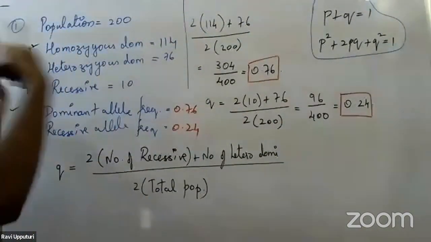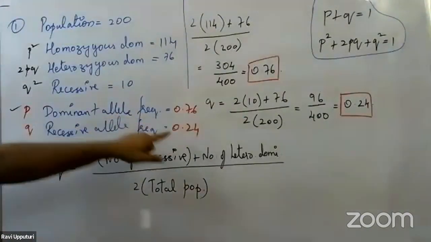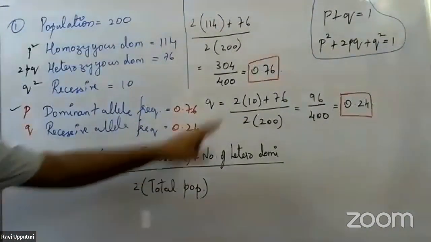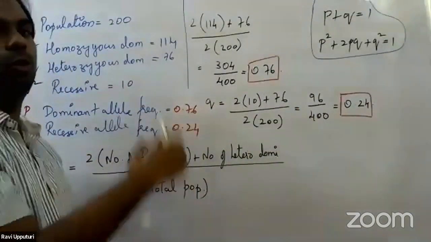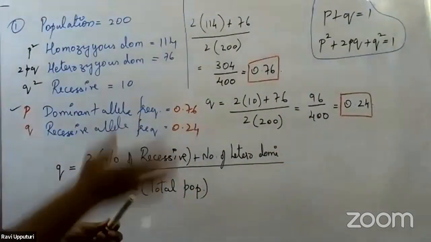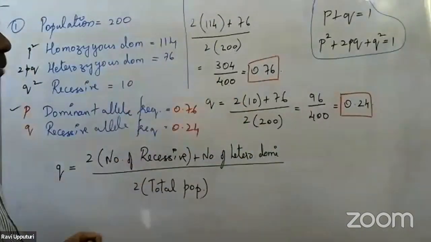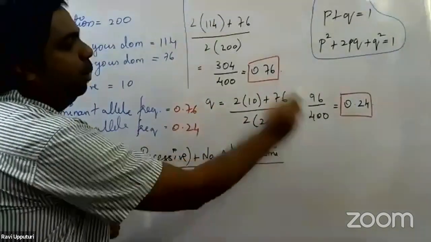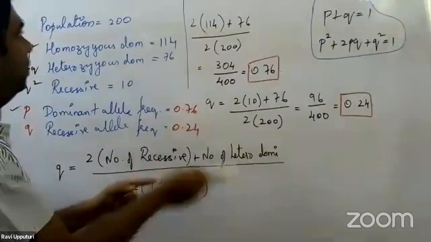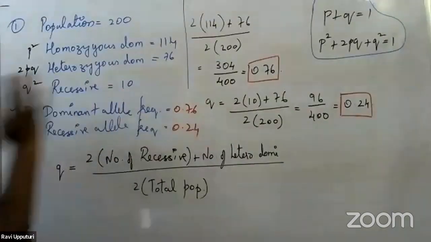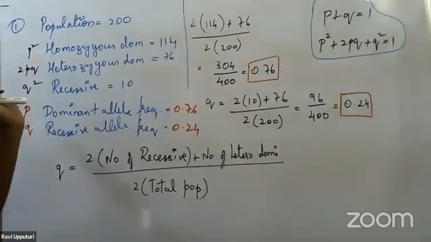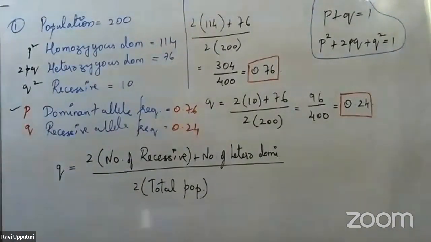If you want to still extend this, you can find out p square from this value, you can find out q square from this value, and again you can find out 2pq also. So you can revalidate your results by calculating p square, q square and 2pq, multiplying each with the population and seeing whether you're getting 114, 76 and 10 respectively. So this is what we have with the second type of problems. So two example problems we have taken up in this session.